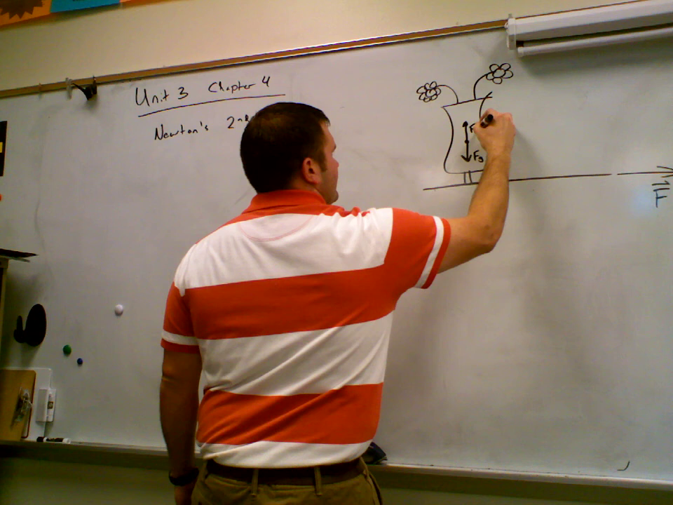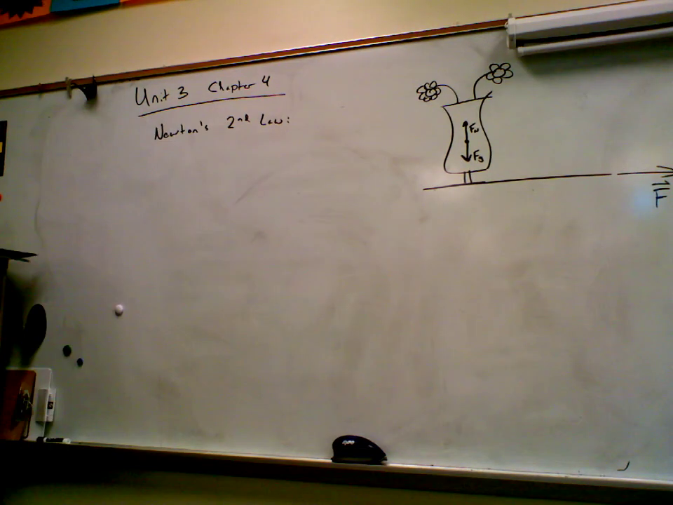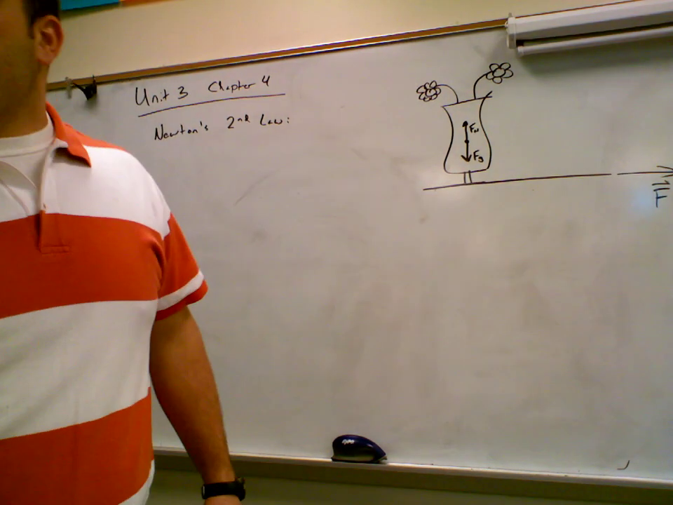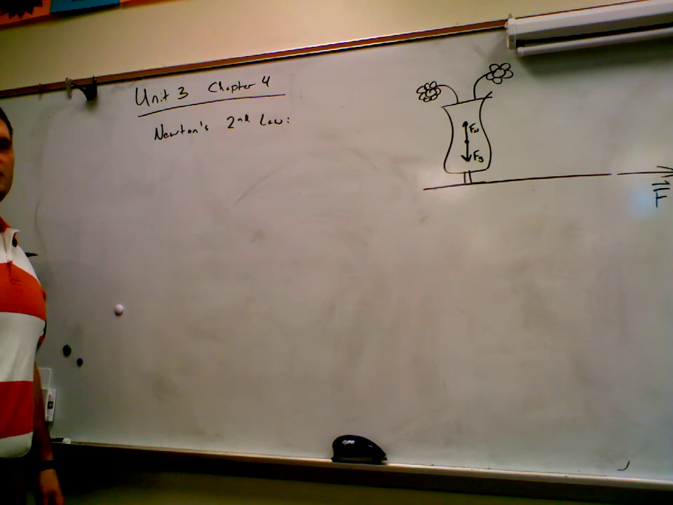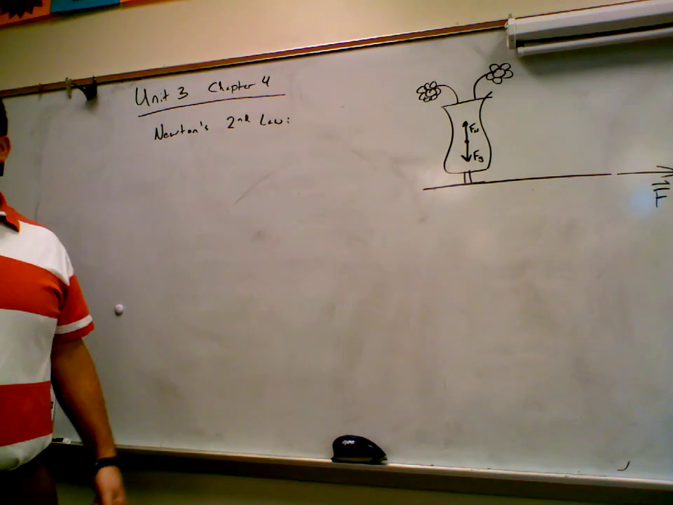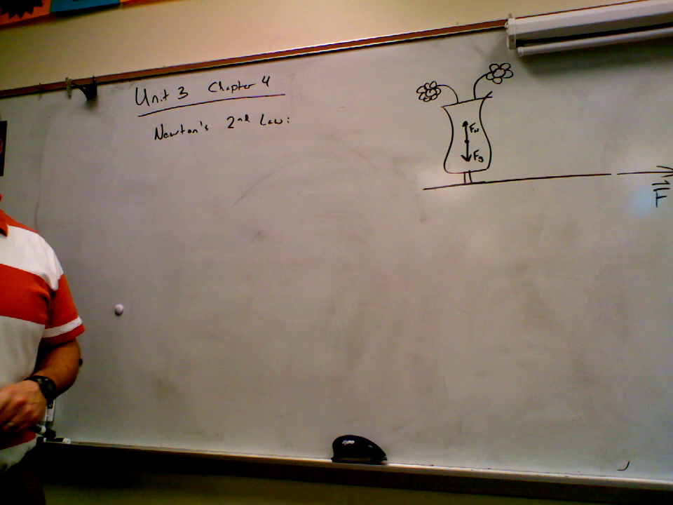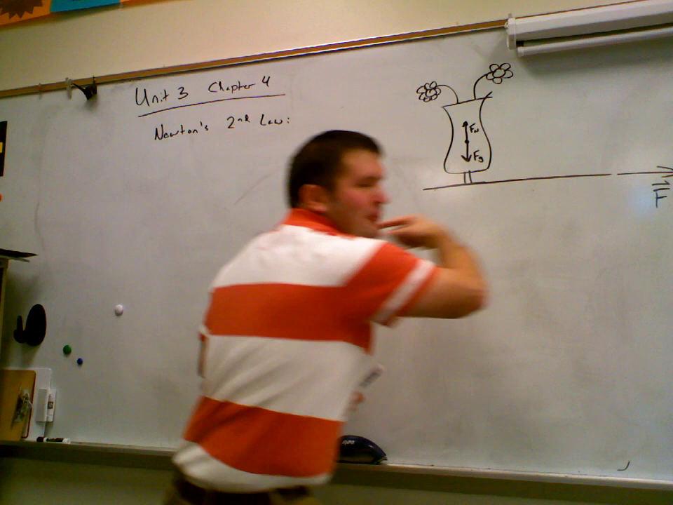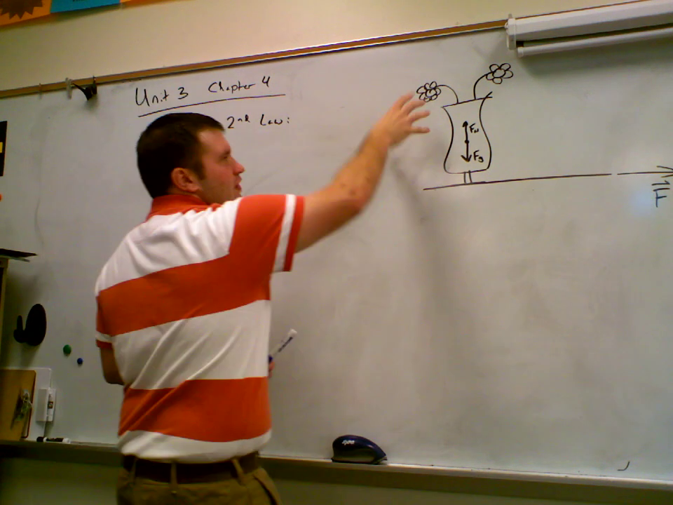Now Newton's first law says that an object will stay at rest as long as no outside forces are applied, right? But once that tablecloth is pulled, there is another force applied. What's that force? Friction. Which way does friction act on the vase? Does the friction act in the same direction as the tablecloth or the opposite direction? Well, think about this. Which way does the vase move?